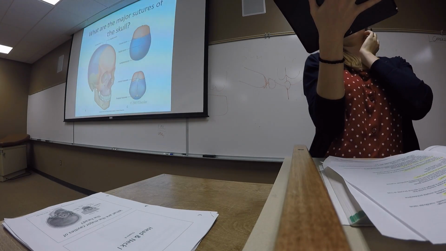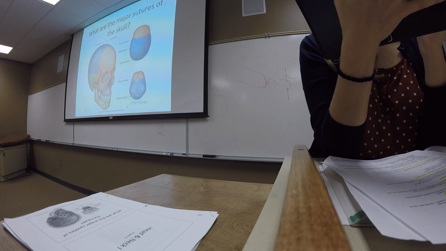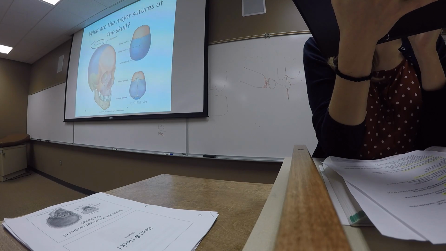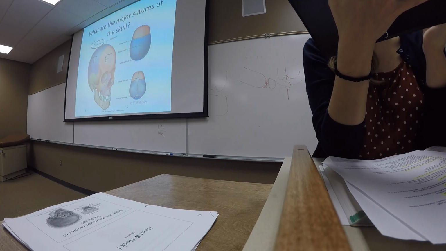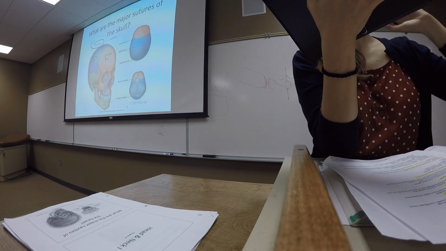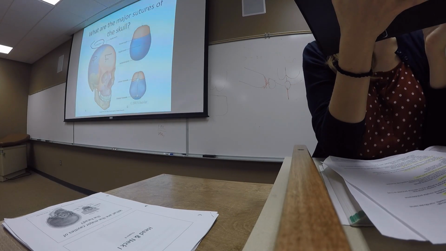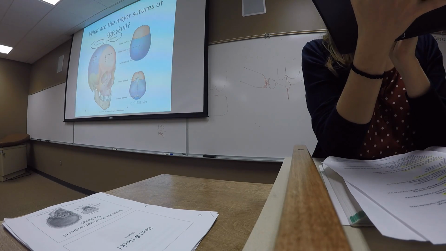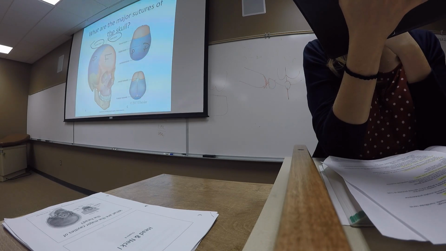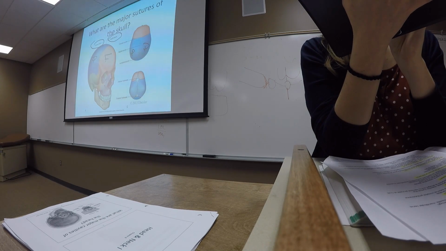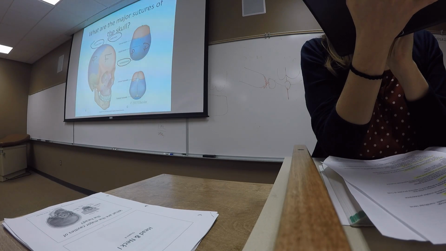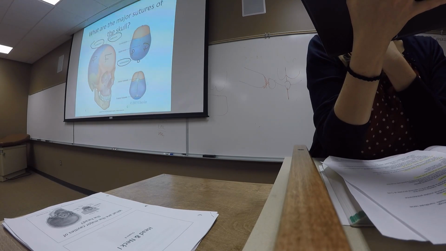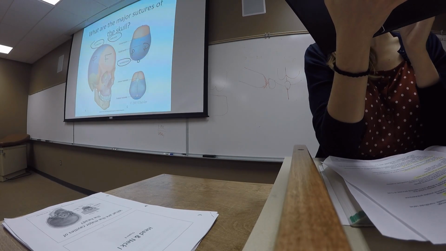So here are some of the major sutures you need to know. The coronal suture between the frontal bone and the parietal bones, in one of the coronal planes. The sagittal suture, which goes between the 2 parietal bones. So here's our 2 parietal bones. And then the lambdoid suture, which is between the parietal bones and the occipital bone. So those are the major sutures that you need to know well.